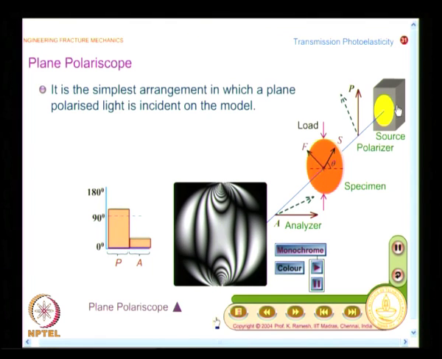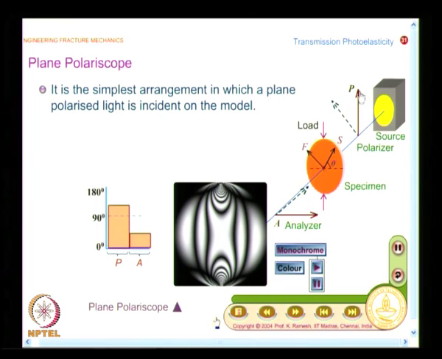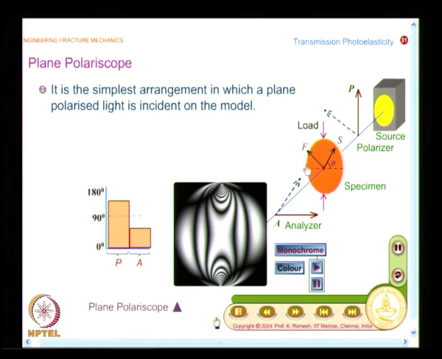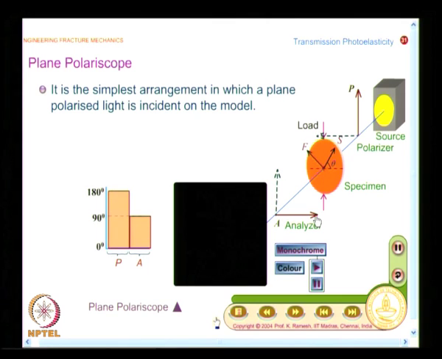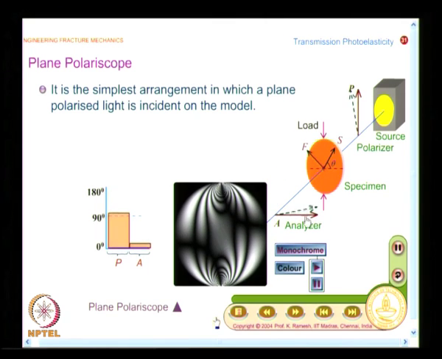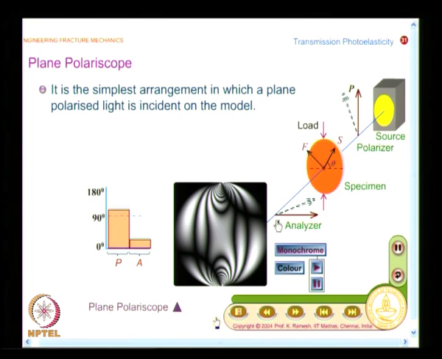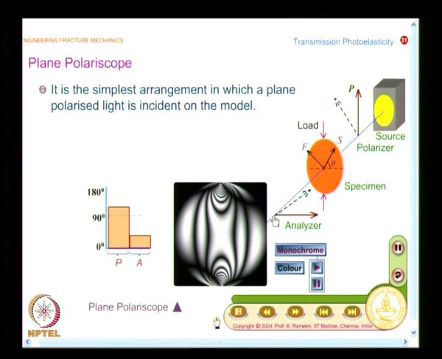Now, the next aspect was that we need to find out the fringe order, and we need to have an optical arrangement. We started with a plane polariscope. In a plane polariscope, what did we see? We had a light source, then a plane polarizer, then a loaded model, and you analyze whatever light comes out of the model by an element similar to the polarizer, but with a different axis. Because you do the analysis of the exit light ellipse, you call this the analyzer.